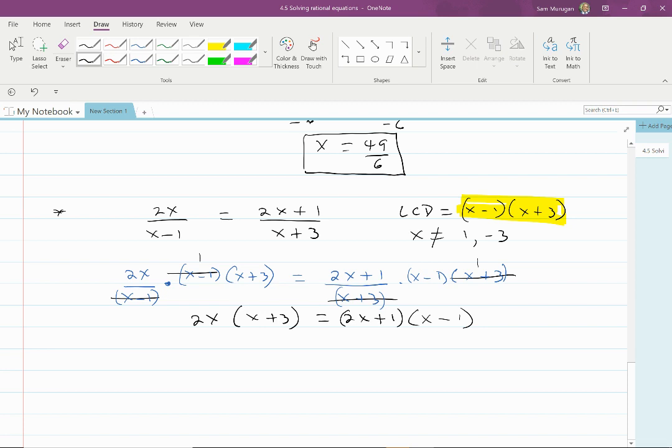So we're going to go ahead and distribute and collect like terms. We've got 2x times x is 2x squared. 2x times 3 is 6x. Now we have to FOIL this out. So first, outside, inside, last. x times 2x is 2x squared. That's first. Outside is negative 2x. Inside is x. And last is 1 times negative 1, which is negative 1. Notice immediately that the 2x squared terms cancel out. And we're left with 6x is equal to negative x minus 1.